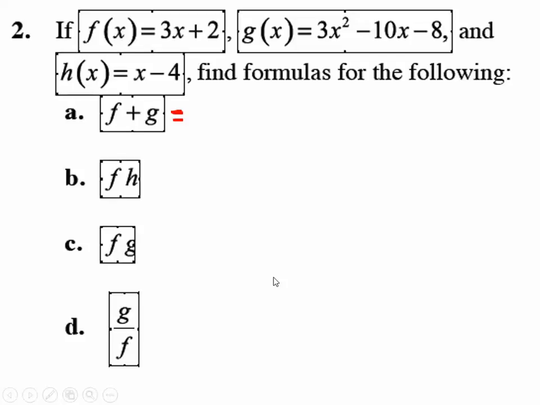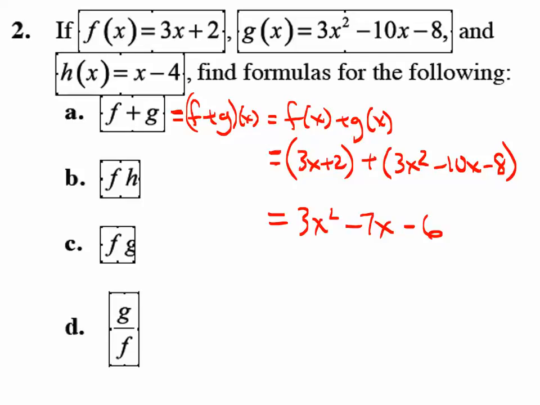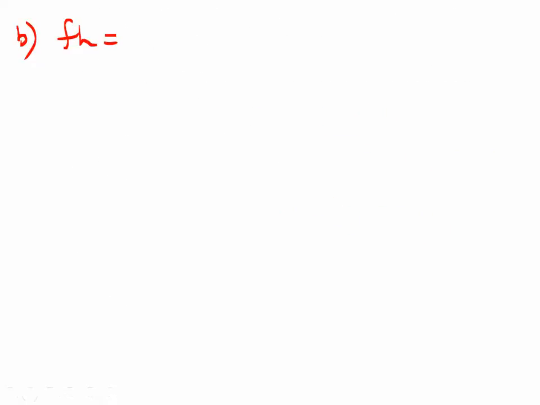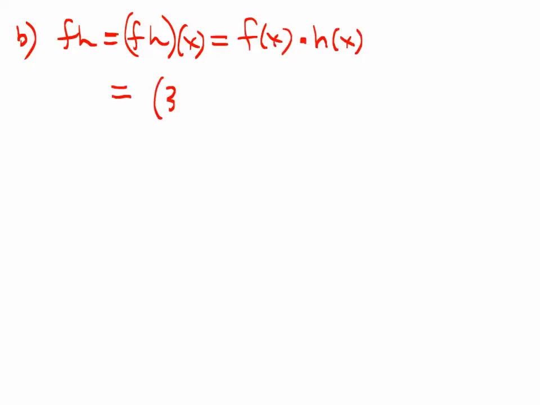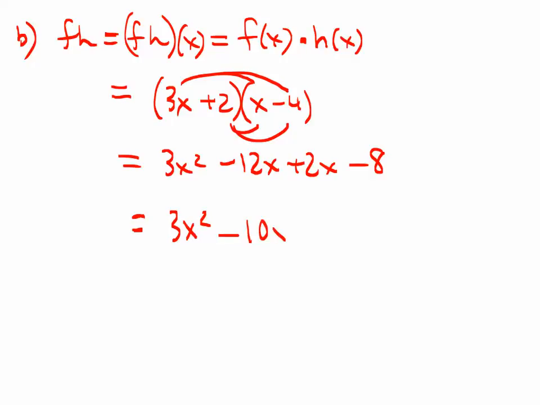Alright, let me give you maybe the answers one by one. So for A, adding f and g together should give us an answer of 3x squared minus 7x minus 6. Alright, for B, multiplying the f and the h together, so we really have 3x plus 2 times x minus 4, and multiplying that out, again foiling it out. Adding like terms together should give you 3x squared minus 10x minus 8.